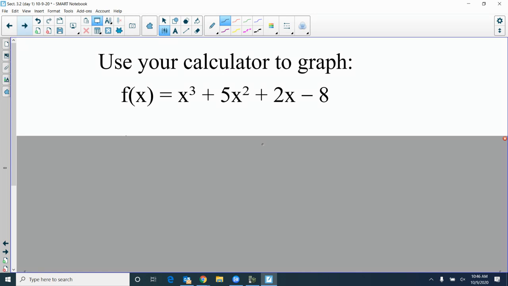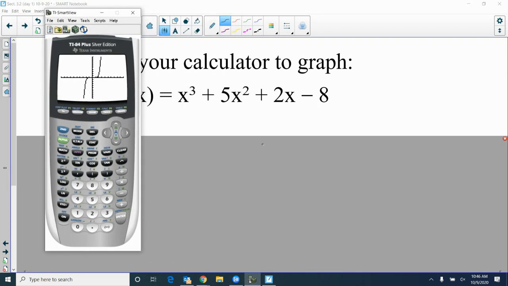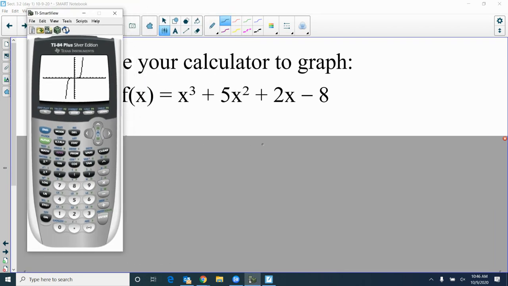All right, so let's see here. We got, clear that. So I got x to the 3rd plus 5x squared plus 2x minus 8. And we hit graph. Okay, where's it hit at? It's at -4, -2, and 1. All right, so this is -4, -2, 1.